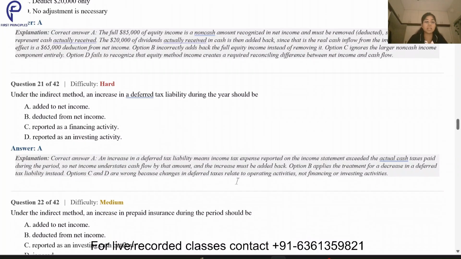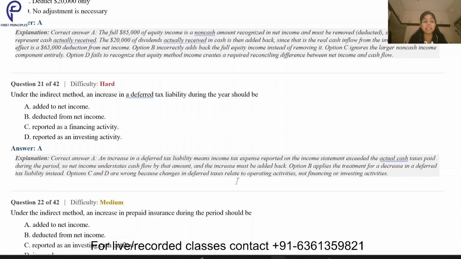Question number 21. Under the indirect method, an increase in a deferred tax liability during the year should be... Deferred tax liability means what? It's kind of a current liability. Current liability is increasing, so what? It should be added to my net income. That's why option A is the correct answer. Rest of the answers are not correct.